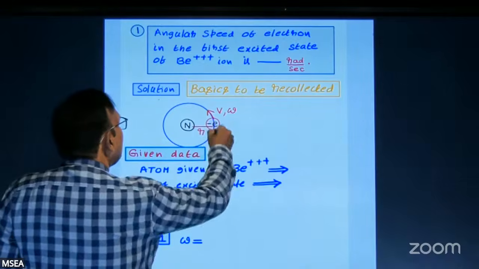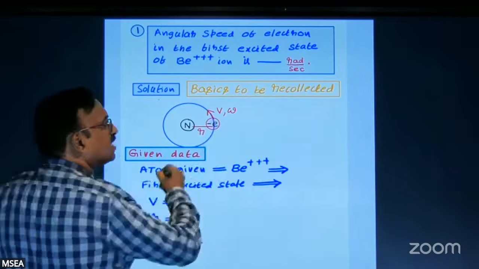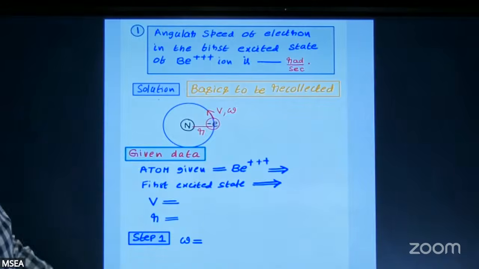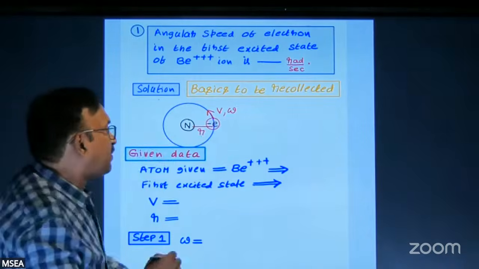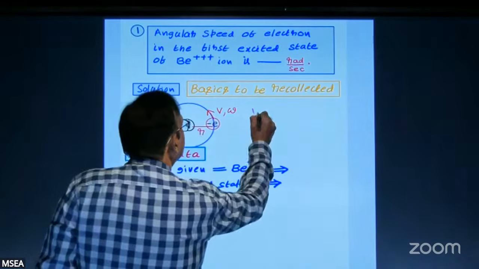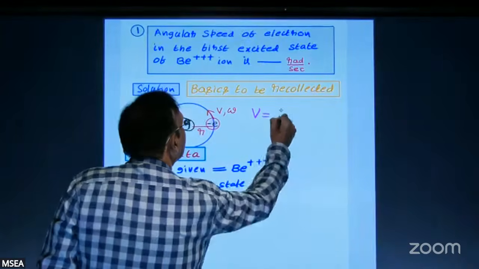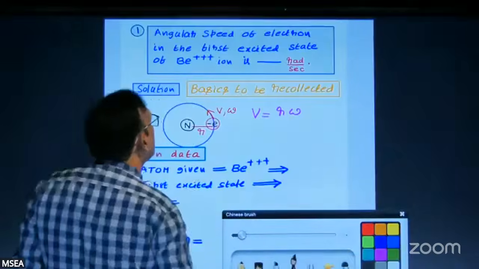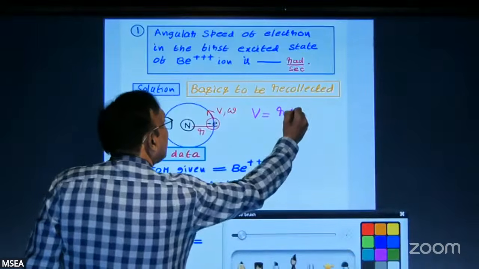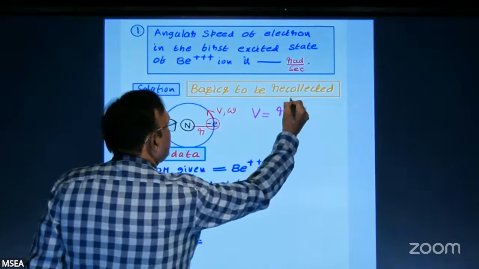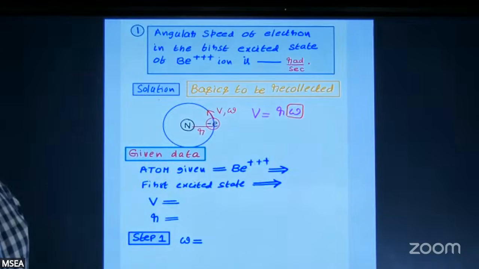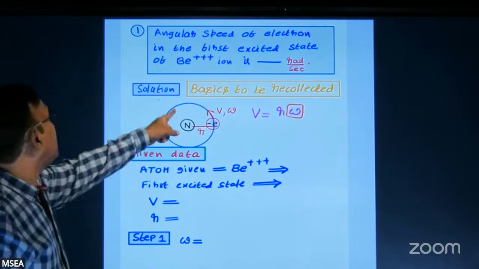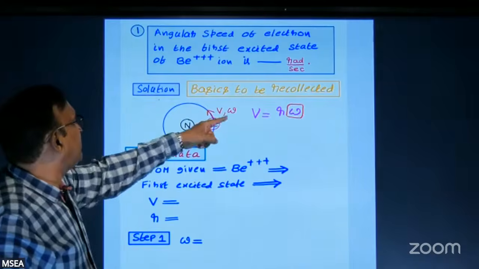Whenever any particle like an electron is orbiting in a circular orbit of radius r, with a speed v and an angular velocity omega, what is the basic equation that connects them? v is equal to what? Come on, tell me. r omega. This is the first thing there. So v comes out to be r omega. He is asking for the angular velocity or angular speed. Omega means both angular velocity as well as angular speed. So we want to know the angular speed there.